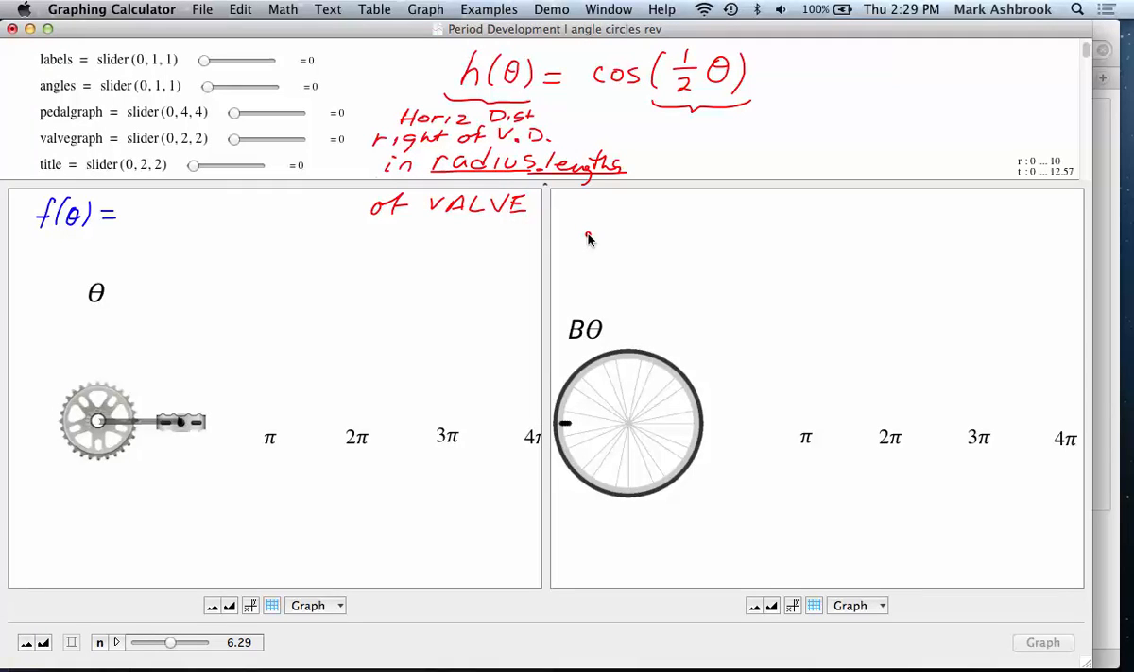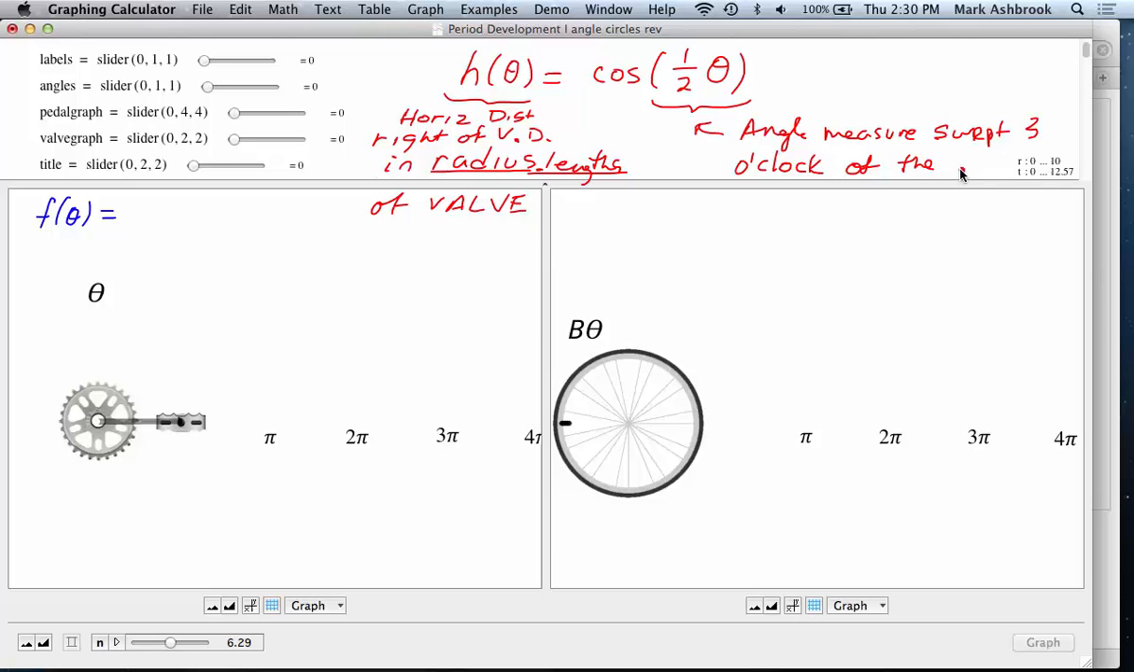Okay, so the first question they ask you was this argument of cosine, 1/2 theta. What does it represent? Alex, what quantity is that relative to the situation? Okay, it's the argument, but what quantity is it relative to this bike, the pedal and the tire? Angle measure from 3 o'clock of, you said the valve, and why are you saying the valve? Because that h of theta function is for the tire valve, like the output is for the tire valve.